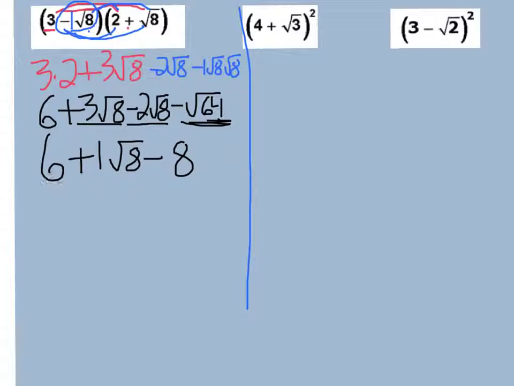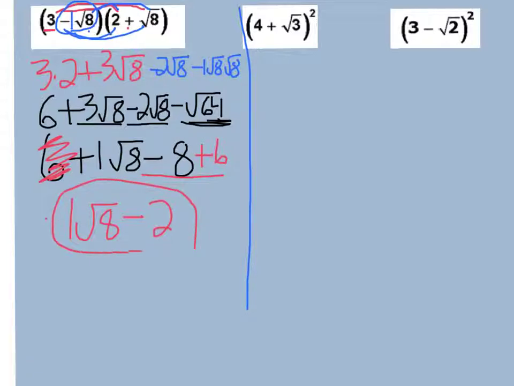Lastly, I'm going to look here. I see that these are both constants. So what I'm going to do is use the commutative property. I'm going to move this 6 over here, and I'm going to add that, and I end up with 1 square root of 8. And negative 8 plus 6 is negative 2. Here's my answer. So this ended up equaling square root of 8 minus 2.